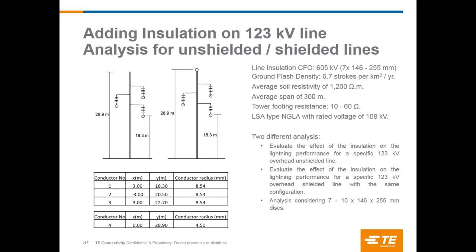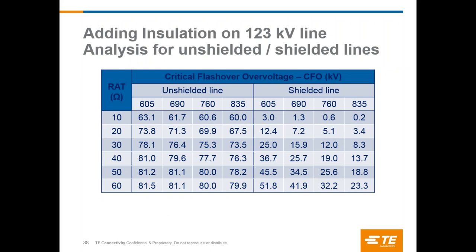The analysis considered 7, 8, 9, and 10 insulators. We are increasing the dry arc distance of the line by increasing the number of insulator discs. The result of this simulation can be seen in this picture. We have here different tower foot resistance from 10 to 60 ohms.